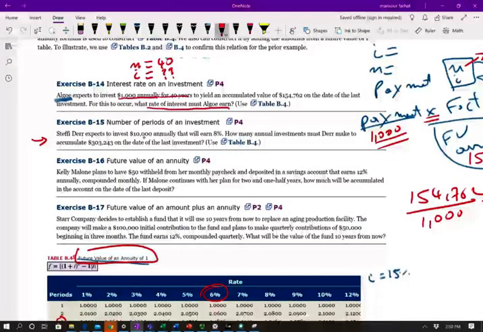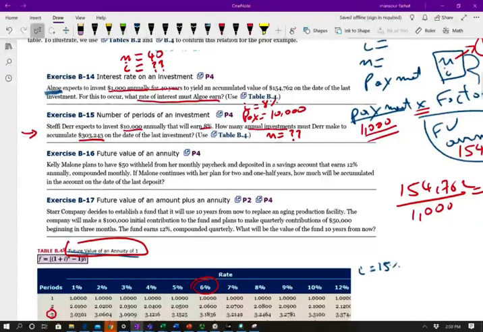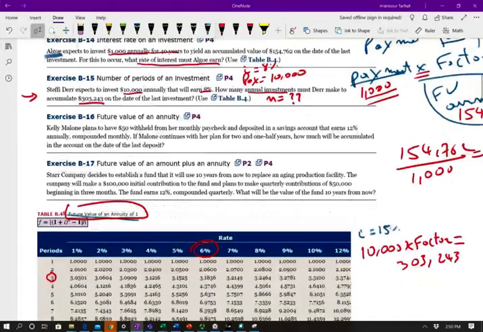Steffi expects to invest $10,000 annually that will earn 8%. So we have I equal to 8%. We have the payment equal to 10,000. How many annual investments, N, must she make to accumulate $303,243? So simply put, we know the payment is 10,000. So the payment 10,000 times the factor, which we don't know, equal to $303,243.